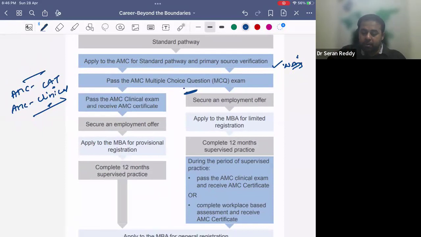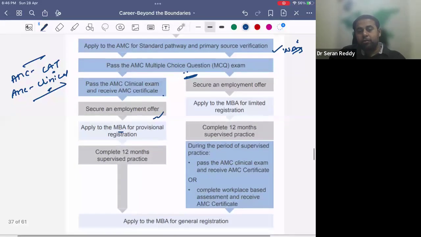In the AMC, there are 2 pathways. You pass the AMC CAT and then pass the AMC clinical examination, you apply for a job, secure employment, and then apply to the Medical Board of Australia for provisional registration. You complete 12 months of supervised practice, and then you get general registration, and you can apply for residency and all.